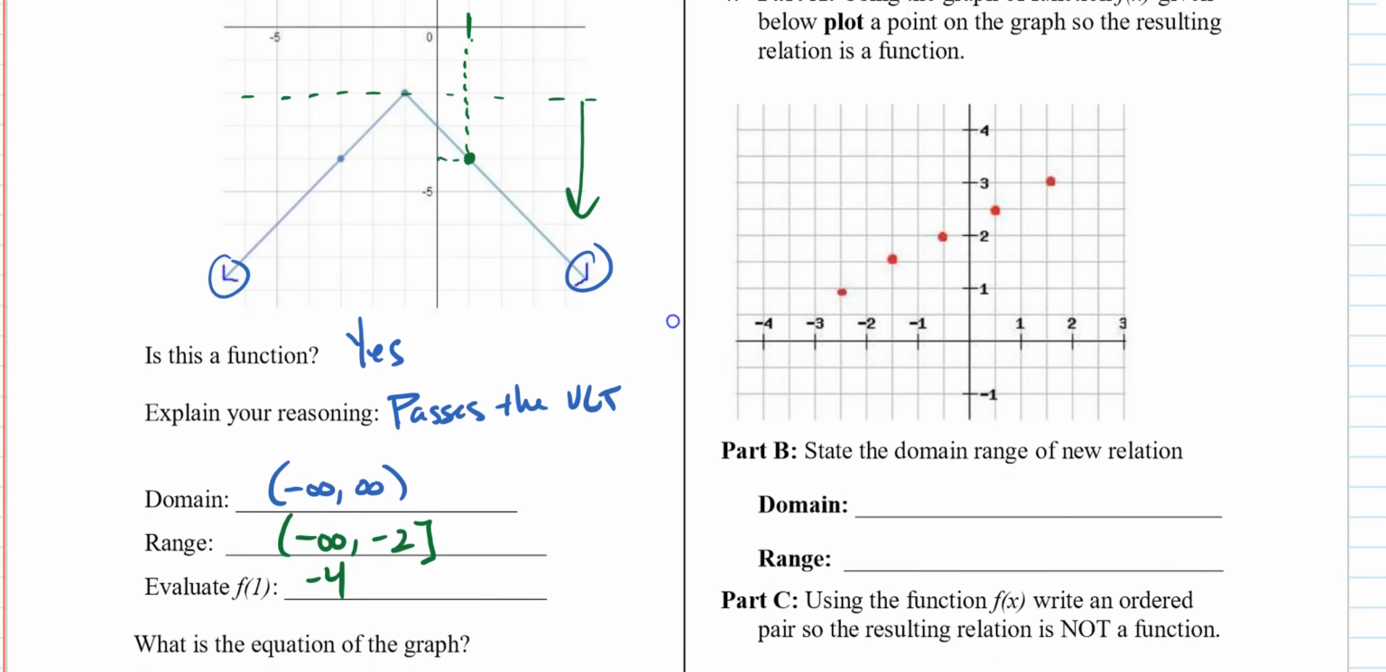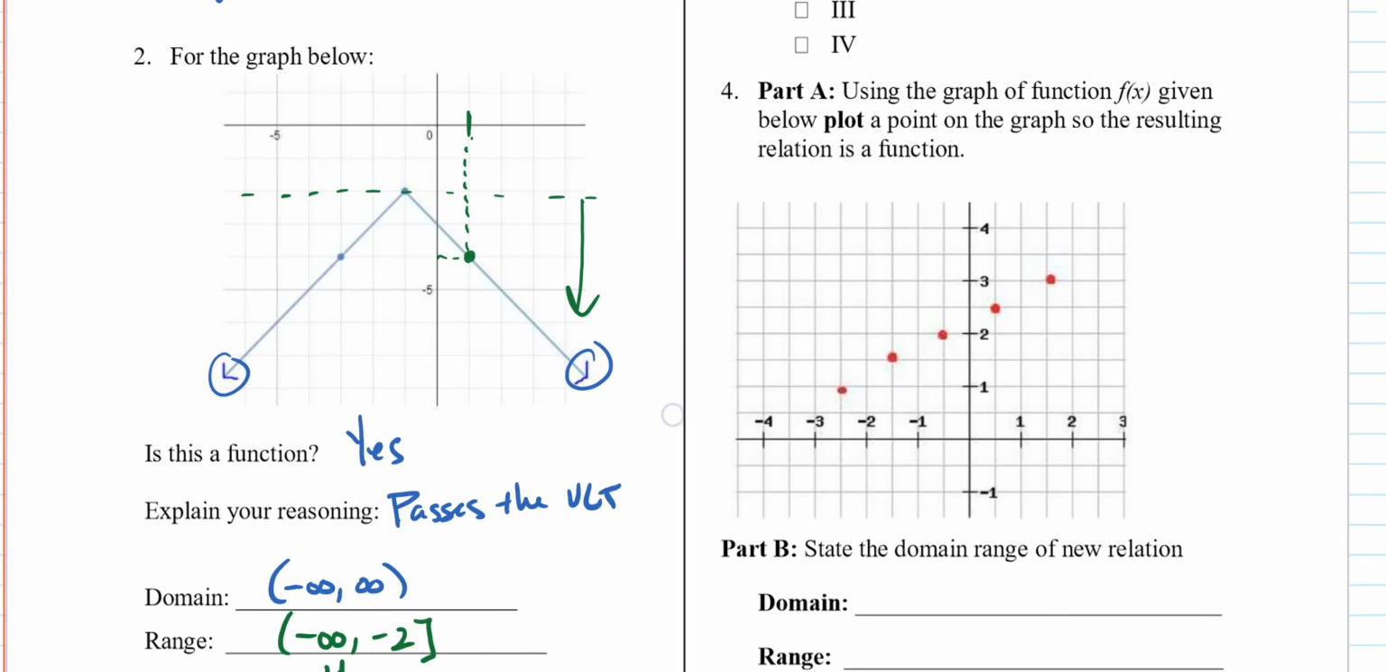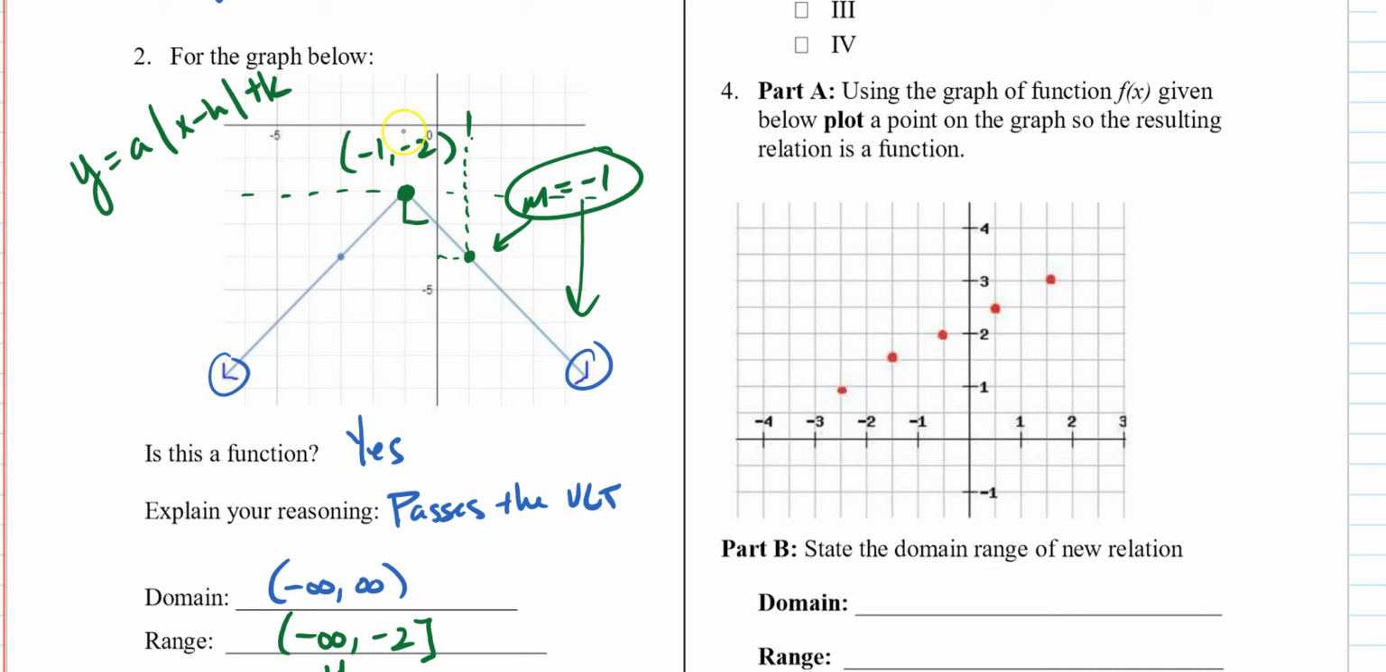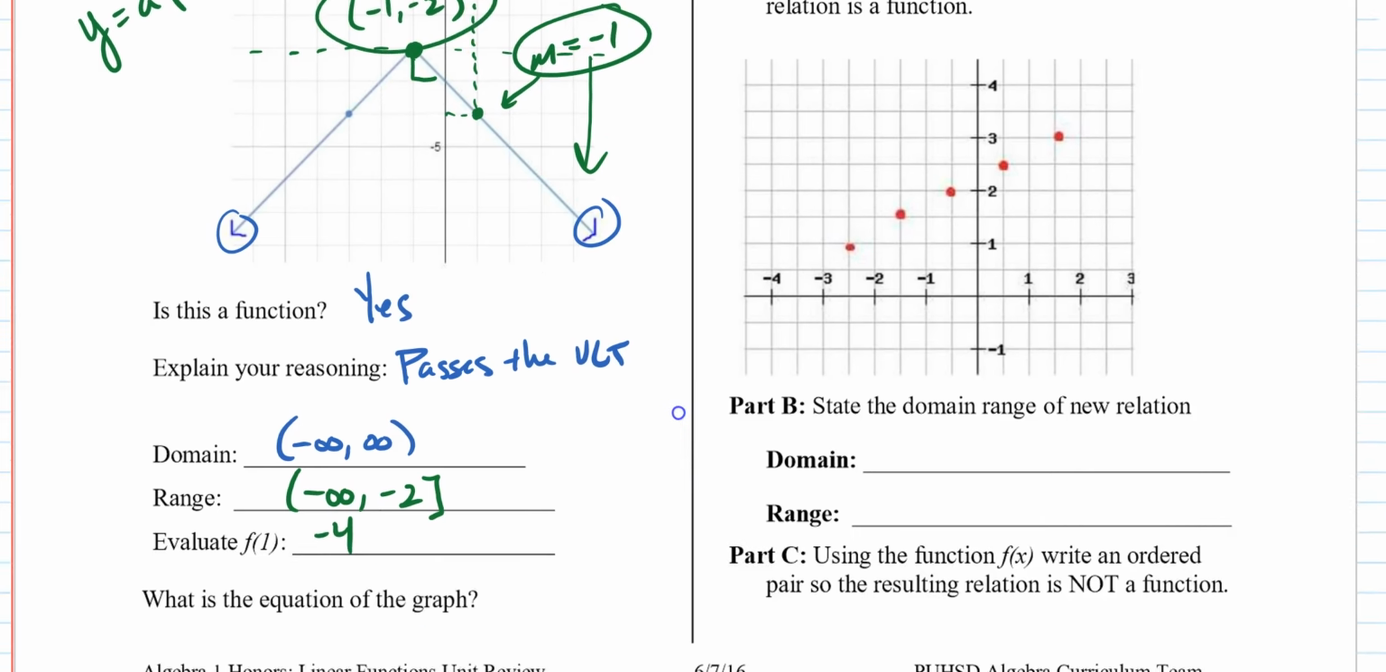Well, we've done this. We know that that's an absolute value function, which means it has the equation y equals a times the absolute value of x minus h plus k. H and k are that point right there, which is at -1, -2. And a is the slope, and it looks like the slope of this side is -1. So we have all the information we need. We just got to plug it in.